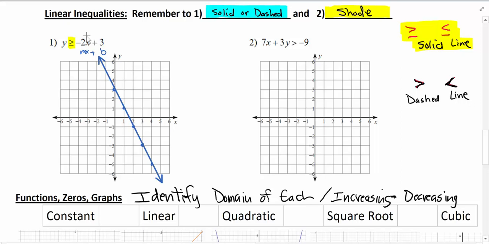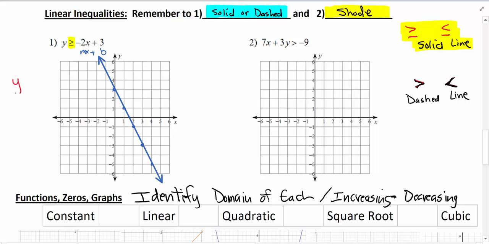All right, and now there are a couple ways. I know that teachers typically teach you to pick, say, the origin, 0, 0, since the line doesn't go through the origin. Plug in 0 for y, 0 for x to see if it's true. If it's true, you shade on the side where the origin is. But here is a really easy way to graph these to be consistent.